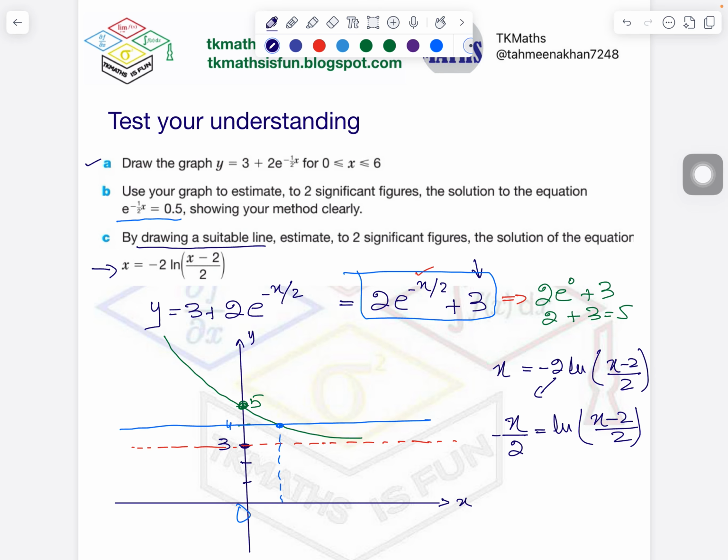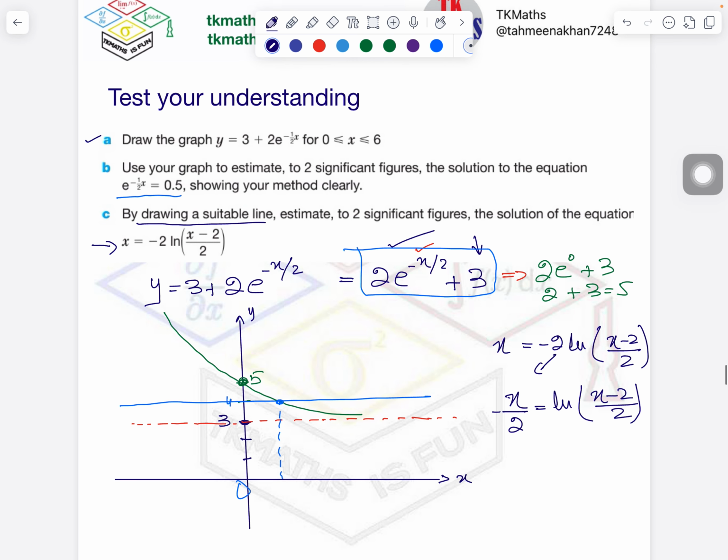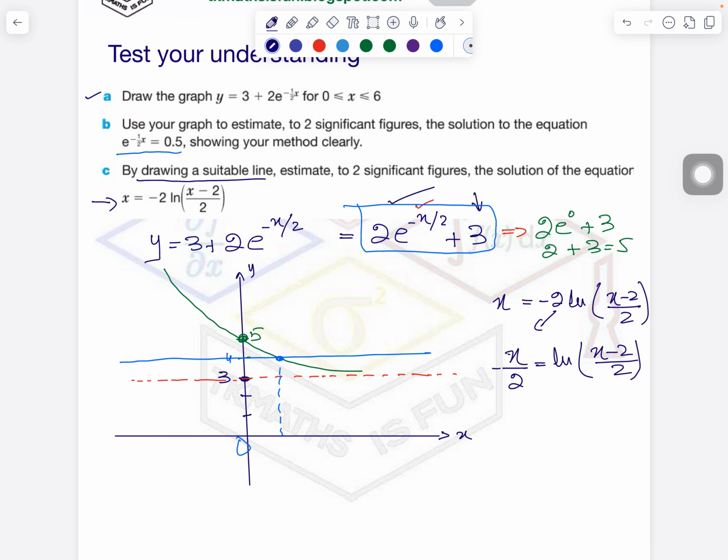What am I trying to do? I am trying to get it into this form because this graph is already sketched. After that, I will change this into exponential form. So this thing, (x minus 2) over 2, equals e^(-x/2). We already saw in videos 1 and 2 how to change logarithmic form into exponential form. After that, multiply by 2 on both sides and you will get this. So now what is left? Plus 3 on both sides, so I am adding plus 3 on both sides.